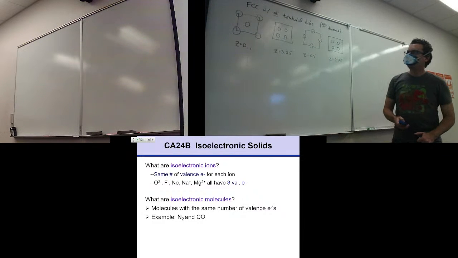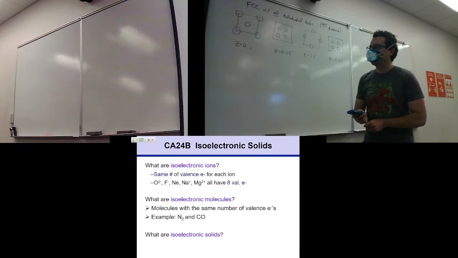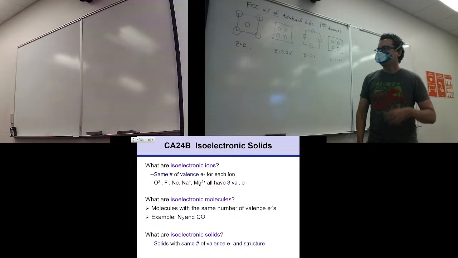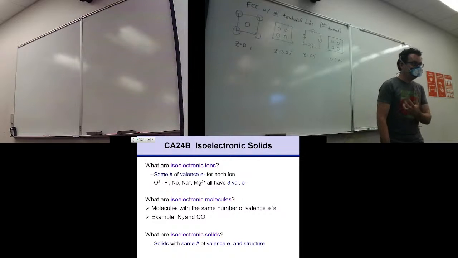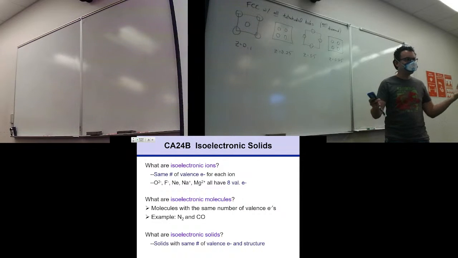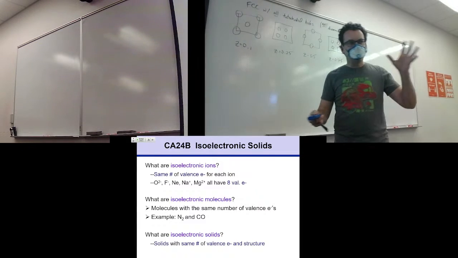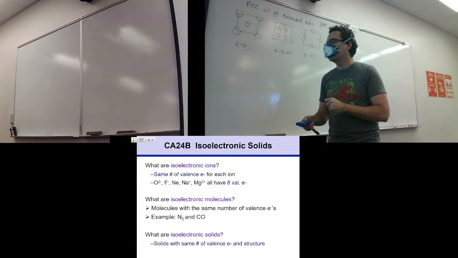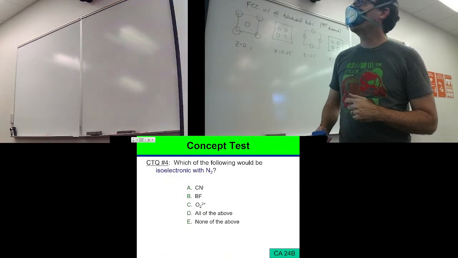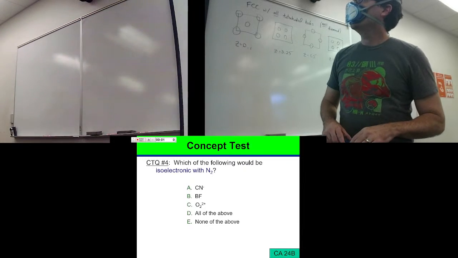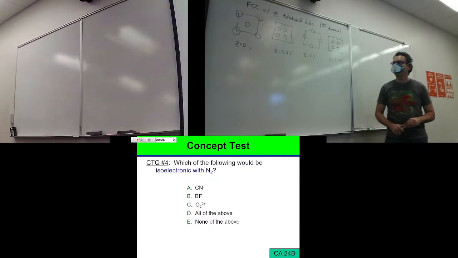All right, so we know what these are. Now let's go to isoelectronic solids. What does it mean to be isoelectronic as a solid? So solids with the same number of valence electrons, on average. We can't count billions of electrons because we're going to have a big bulk of a whole bunch of atoms. So we're going to focus on an average number of electrons instead of the total. So if I were to quickly ask you what species down on the list below would be isoelectronic with nitrogen, N2.